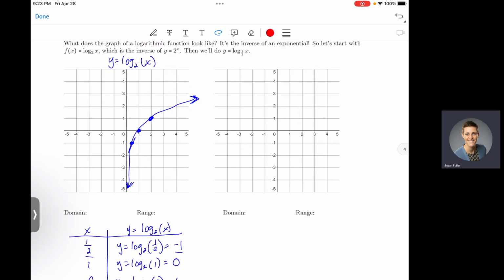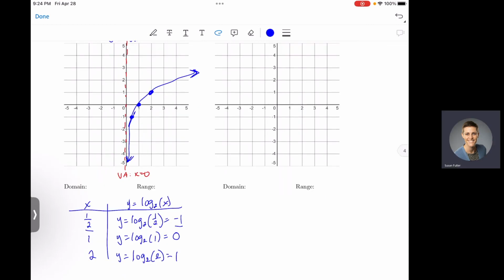Now, this has a vertical asymptote here at x equals 0. It only approaches your asymptote on one end of this graph, and then it goes off to infinity on the other side, but it approaches that vertical asymptote here toward the bottom.